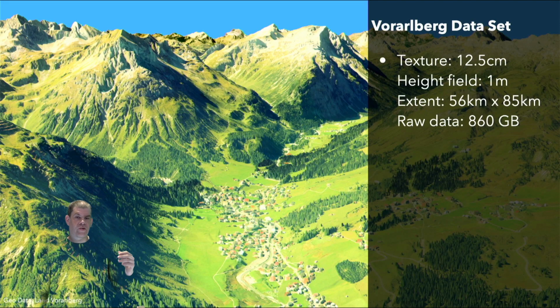The texture for this data set is very high resolution, one sample point about every 12 centimeters. And the height field is also significantly higher, about one sample point per meter. Consequently, the area is much smaller, 56 by 85 kilometers, but the data size is the same.